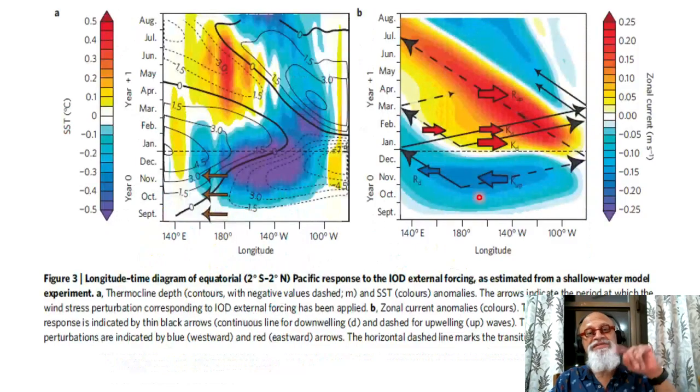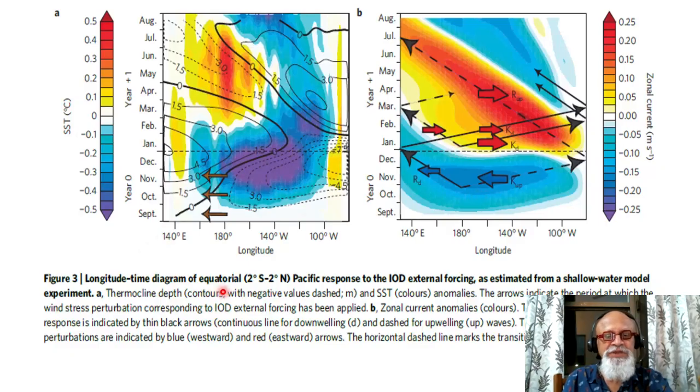El Nino, hence the claims about predictability through the spring barrier because of the IOD state in the previous year. That is a claim that this paper makes, and they argue with model experiments that they can prove it. So you are here looking at a longitude-time diagram of the equatorial Pacific response to the IOD, external forcing IODs. In the Indian Ocean, it's external to the Pacific Ocean.